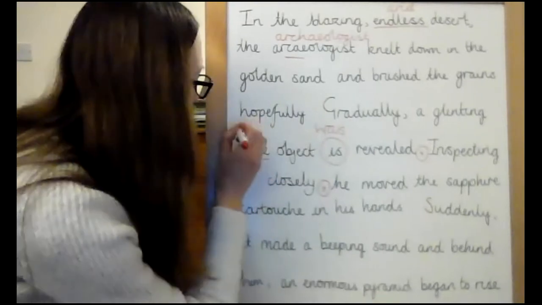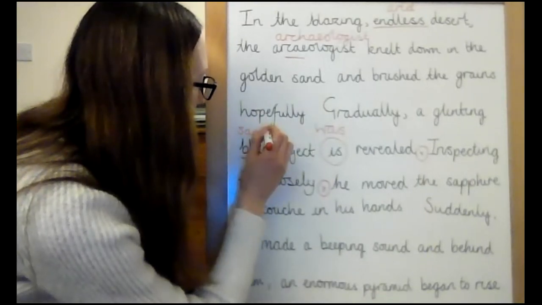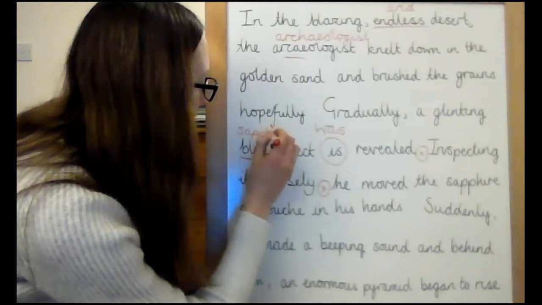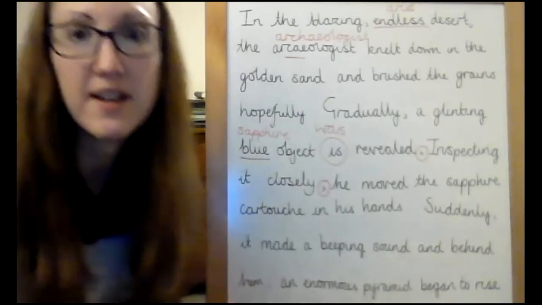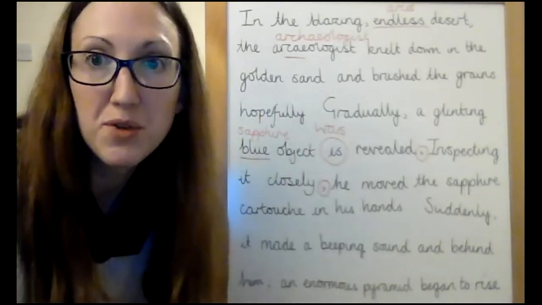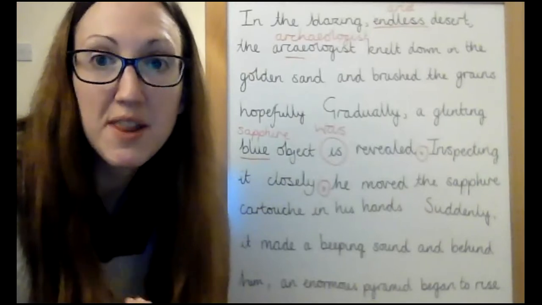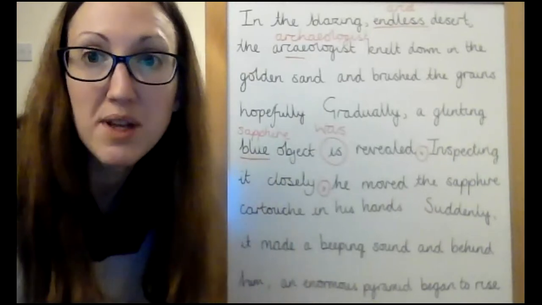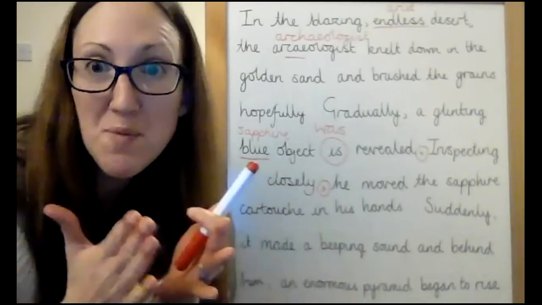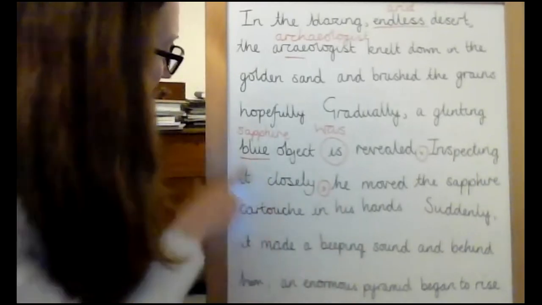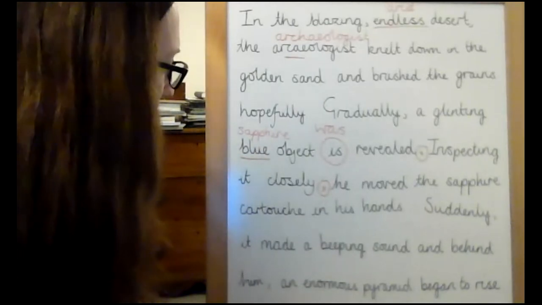So again, above it, two P's, S-A-P-P-H-I-R-E, sapphire. Now, if you're trying to uplevel your vocabulary, it'd be a really good idea to make sure that the vocabulary that you replace it with is spelt correctly. So you're doing your spellings and upleveling all in one go. Okay, so that's definitely improved that sentence there.